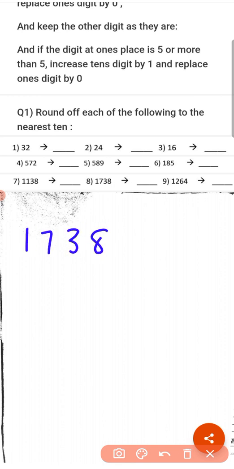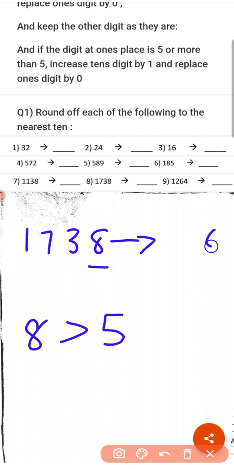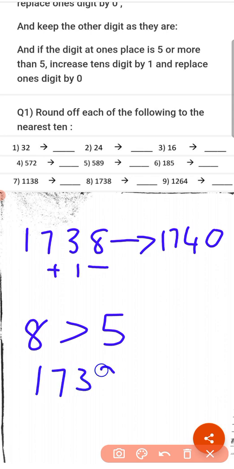Now our next number is 1738. Here the ones place is 8. 8 is more than 5. So first replace 8 by 0. Then add 1 to the tens place. 3 plus 1 is 4. Then write the hundreds place, that is 7, and thousands place 1. So 1738 becomes 1740. Clear?